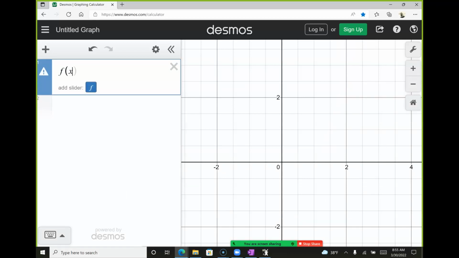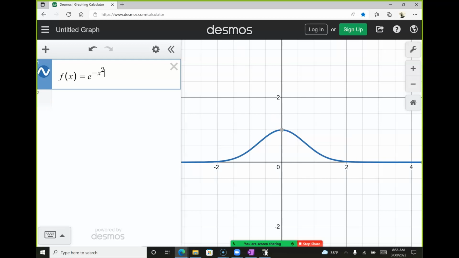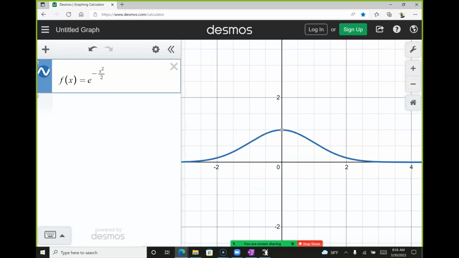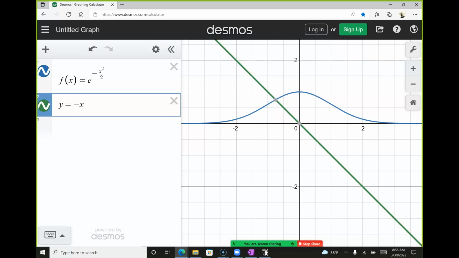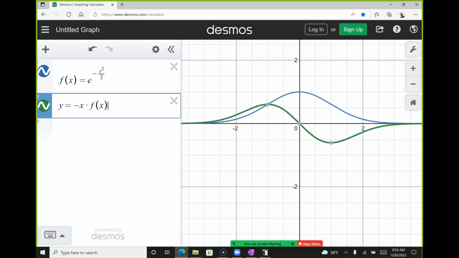So f of x is e raised to the negative x squared over 2. There it is, a nice little bell curve. I want to graph my derivative, which was negative x, so y equals negative x times f of x. Right? I can cheat that a little bit.